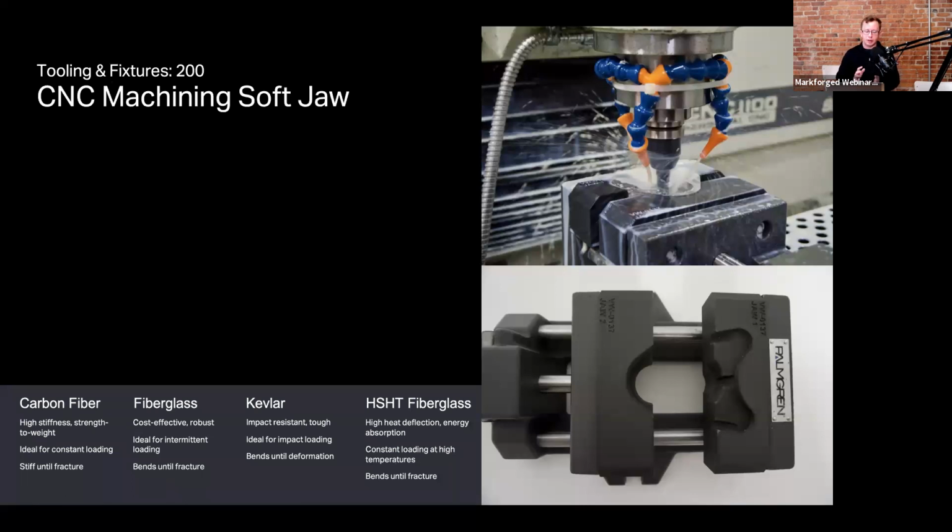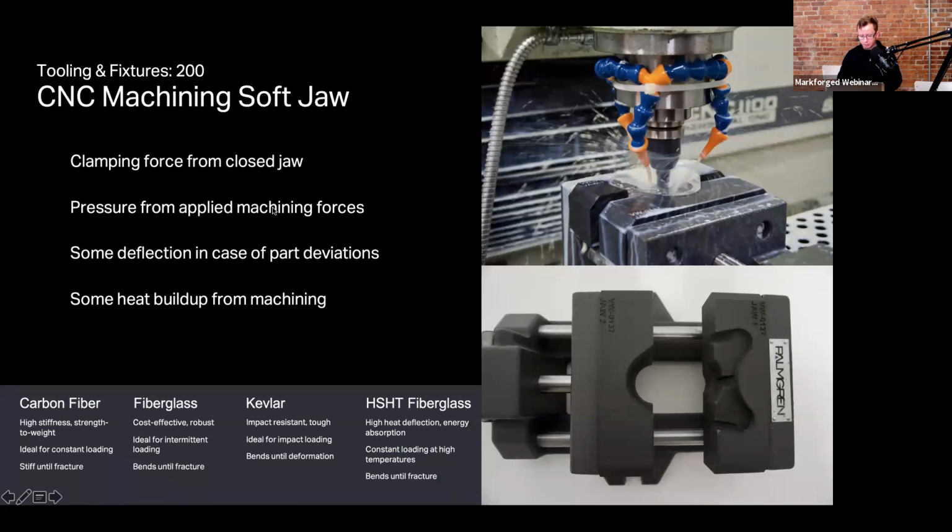All right, so basically the four main things that we have to think about here are... there's a lot of things coming in about accuracy. It's sort of an intermittent loading condition. There's a clamping force from the vise closing around the part, as well as sort of loading from the z-axis due to the tooling.